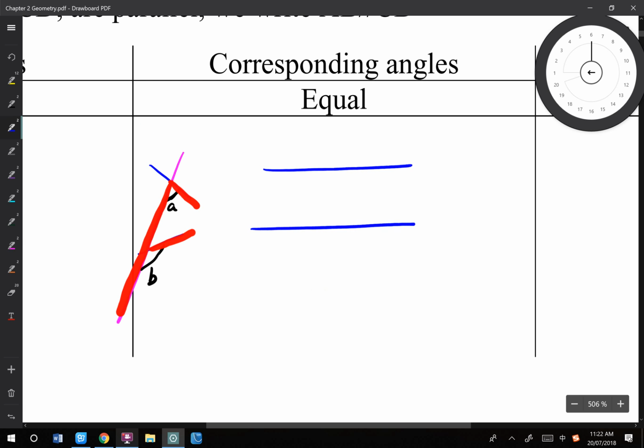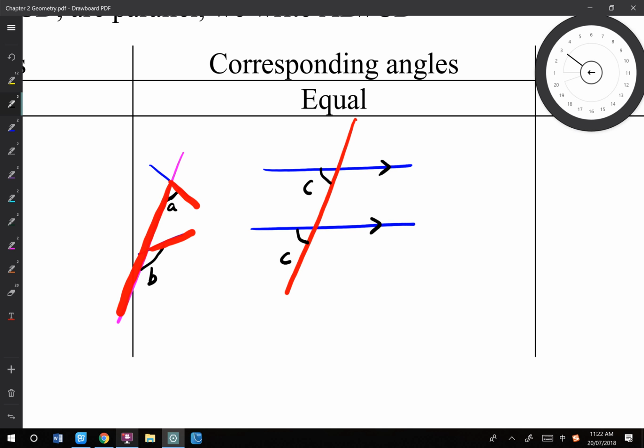If those two lines are parallel, then those two are corresponding. It's a flipped F shape. They are equal because those two lines are parallel. So corresponding angles will be equal to each other if the two lines are parallel.